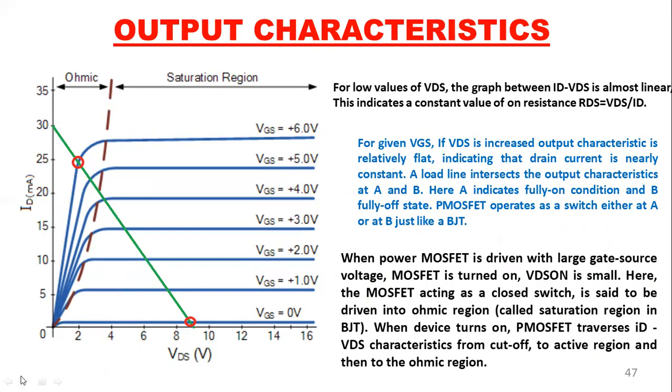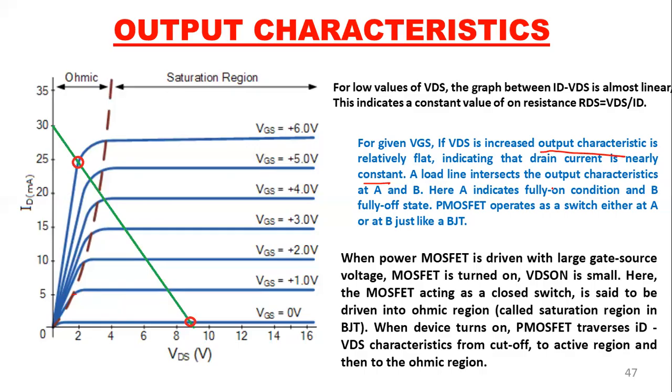Here we can see that for a given gate to source voltage VGS, consider 0 volt. If VDS is increased, or you can at least consider a 1 volt increase, the output characteristic is relatively flat, indicating that the drain current is nearly constant. It is parallel to the x-axis, so the y-axis value will be a constant.